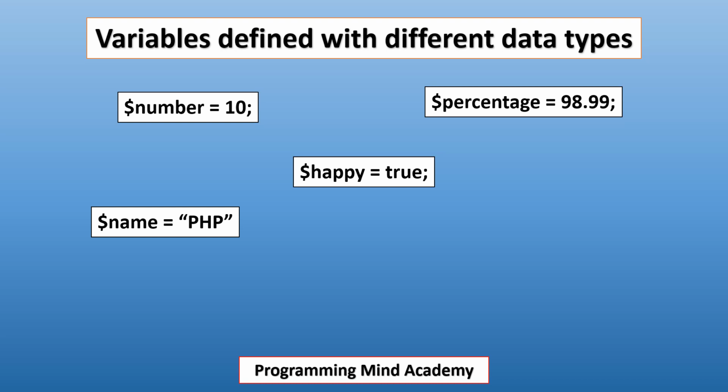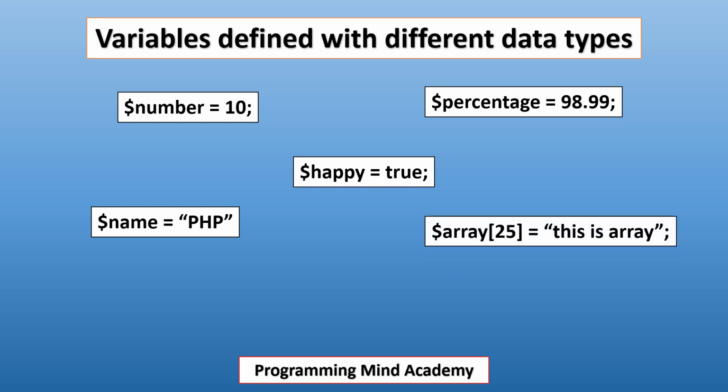Then we are storing the name, it's a string, and we are storing it as PHP. Then we are storing an array here of 25 elements, and we stored the information as this is array. And in this variable we are storing null, so is null will be storing a null value, meaning nothing. So this is how we can implement or define variables in PHP programming by using 8 different data types.